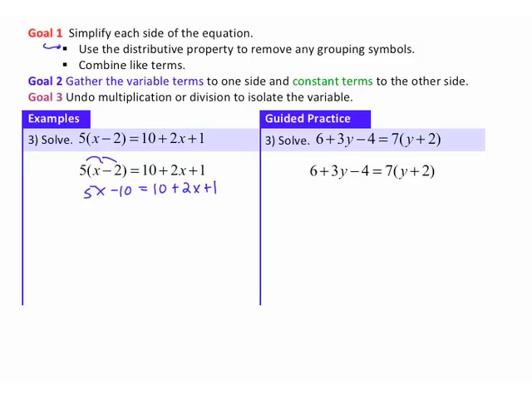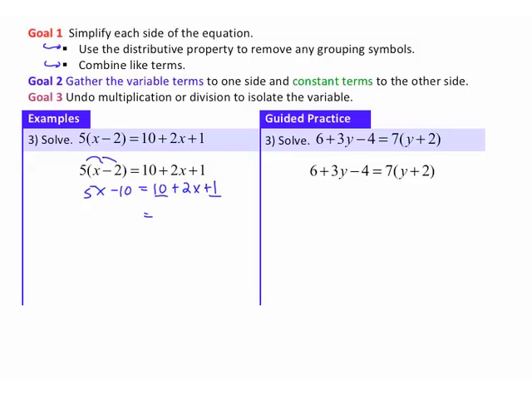Okay? I don't have any more distributive properties to perform, so now I'm going to take a look and see if I can combine any like terms. And you'll notice on the left side I don't have like terms. 5x minus 10, those are not like terms. But on the right side, I have this 10 and this 1. Those are on the same side of the equal sign, so I can just go ahead and add those right together. So let's take a look at what that looks like.